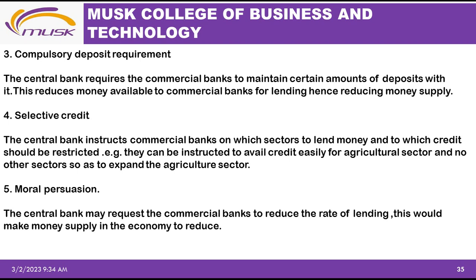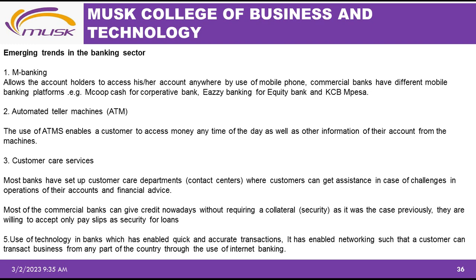If we realize there is a lot of money in circulation, what the central bank is going to do is give instructions to commercial banks that they only need to lend to particular sectors and not others. And finally is moral persuasion, or what we call moral suasion. The central bank may request the commercial banks to reduce the rate of lending, and this would make the supply in the economy reduce. So this one is a kind request that kindly reduce your lending.